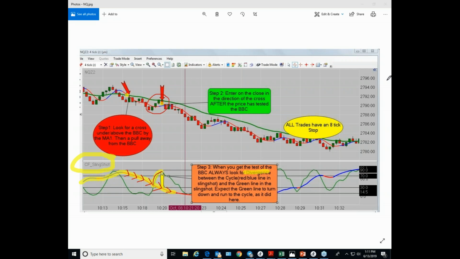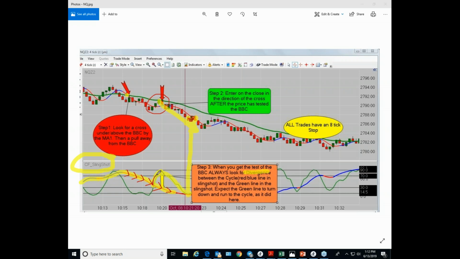You expect this green line inside the slingshot to come all the way down and tackle the cycle as it does here. And in doing so, price action is going to make a new pivot low. It's when these two guys come together is where you exit the trade. That's your exit strategy right there. This is where you get out. Why? Here's the reason.